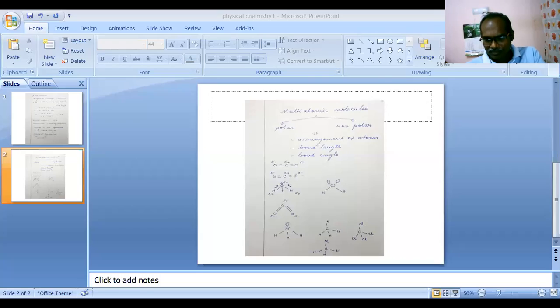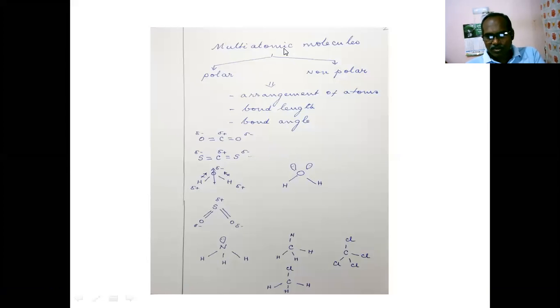Now again, I would like to present the screen. Look here. In the case of multi-atomic molecules, sometimes they are polar and sometimes they are non-polar. Whether it is polar or non-polar depends upon 3 important factors. The first factor is the arrangement of atoms, the second factor is the bond length, and the third factor is the bond angle.